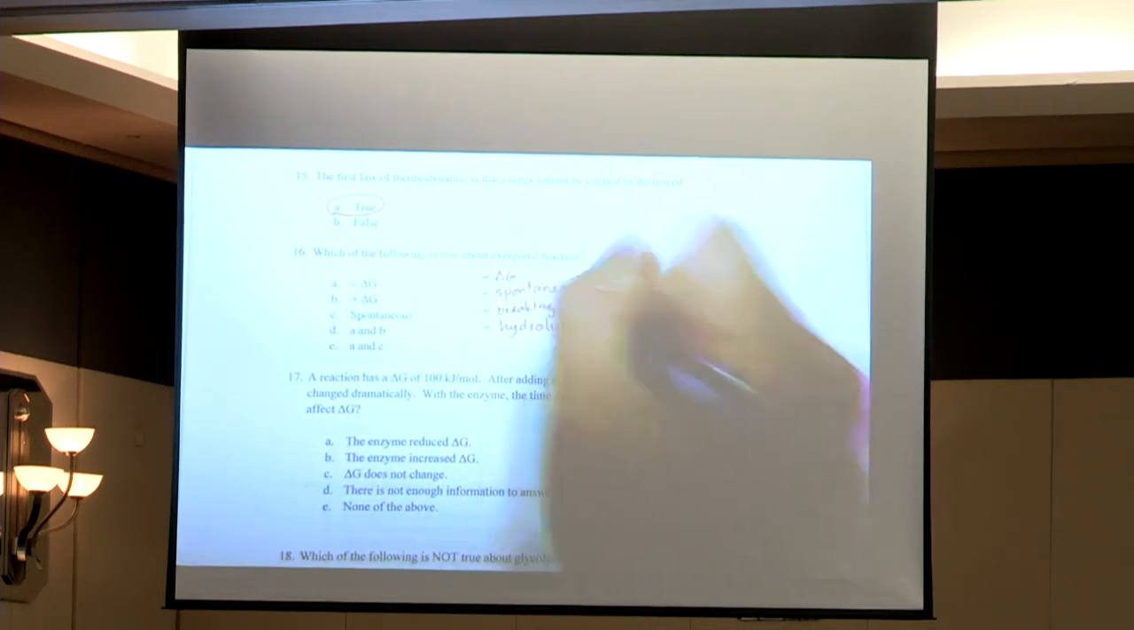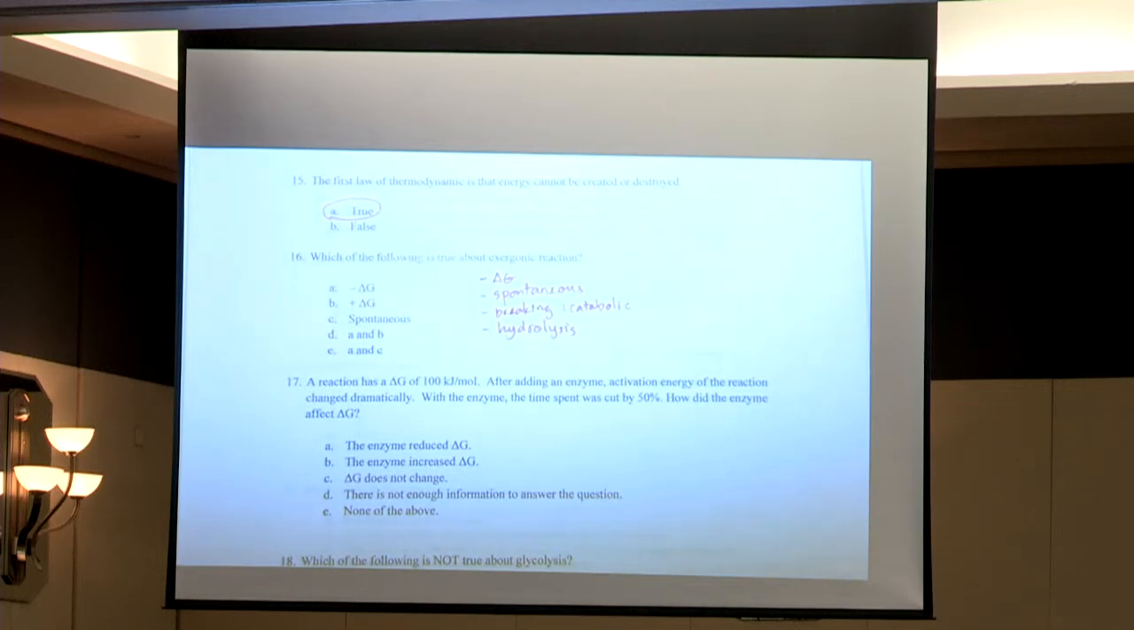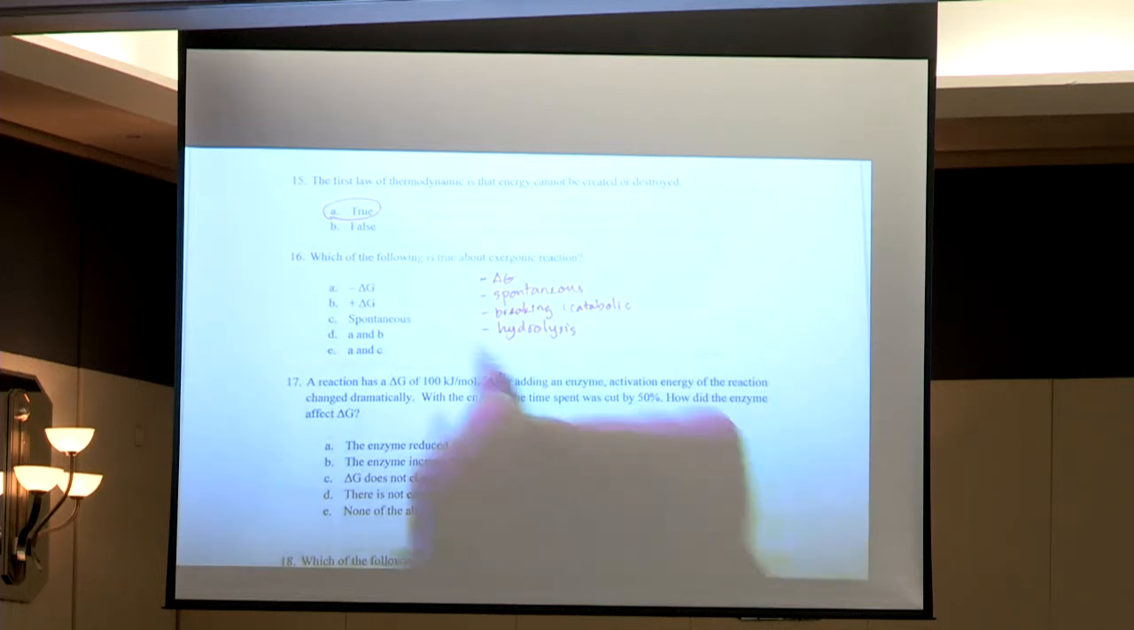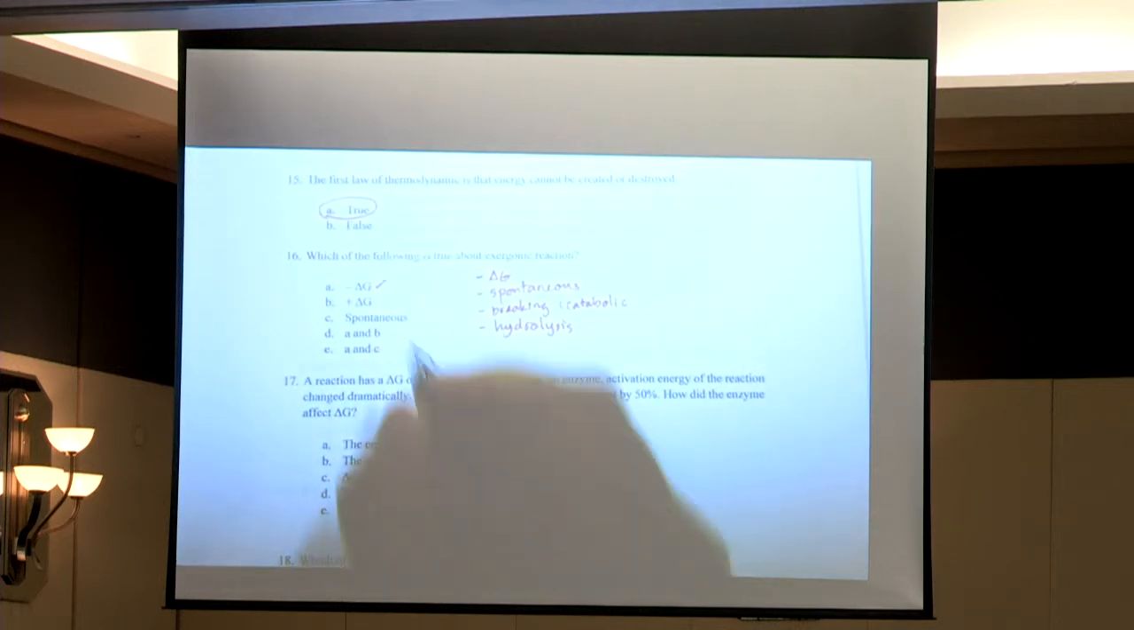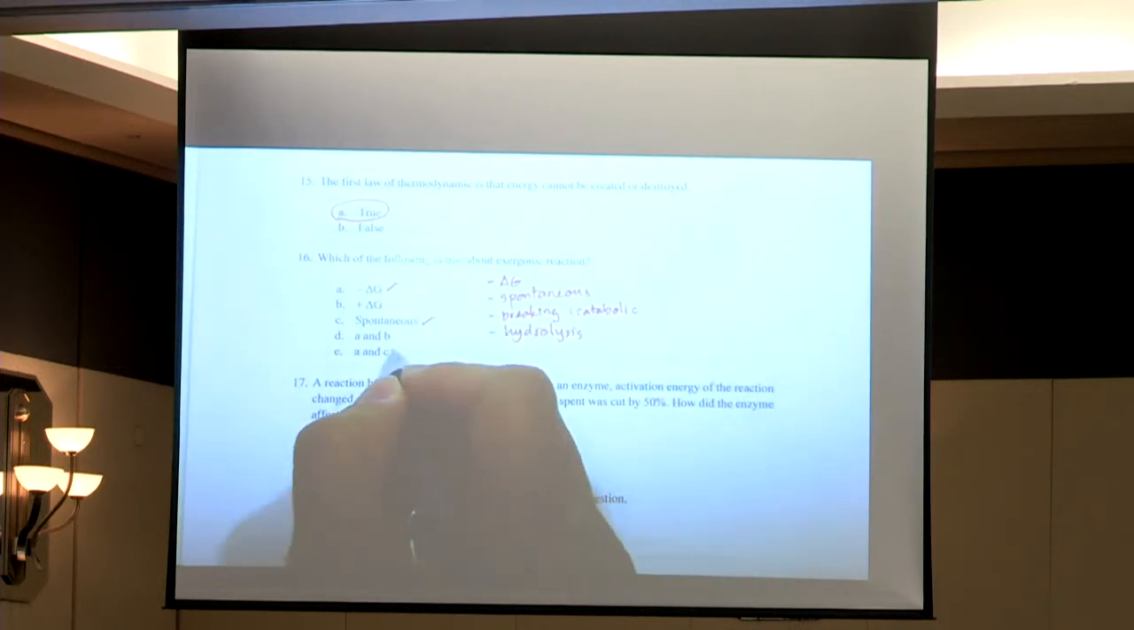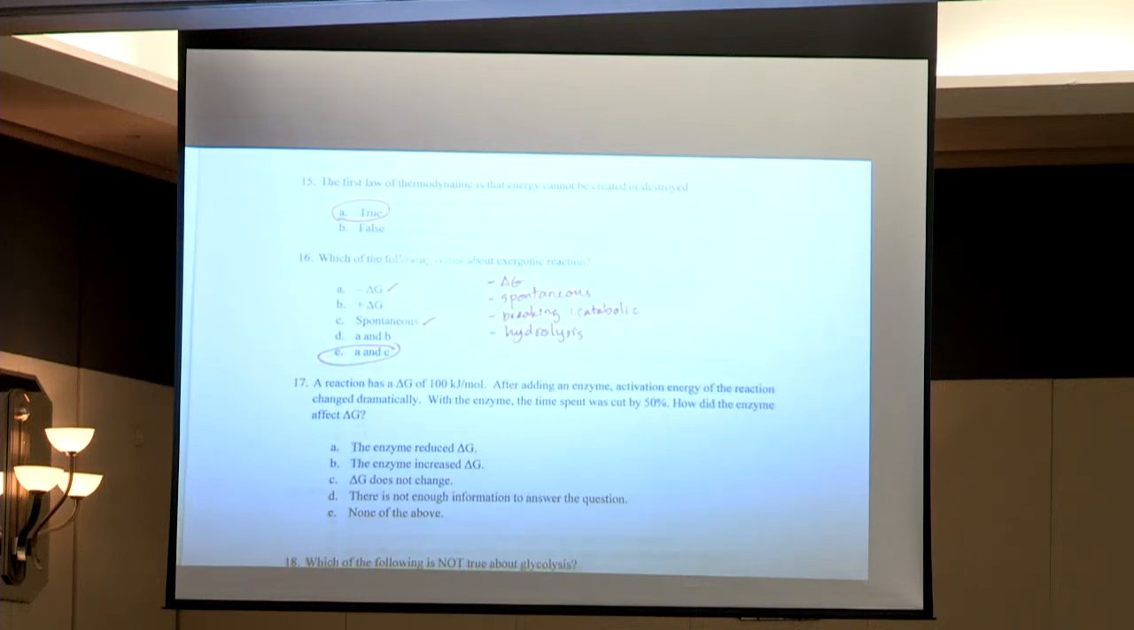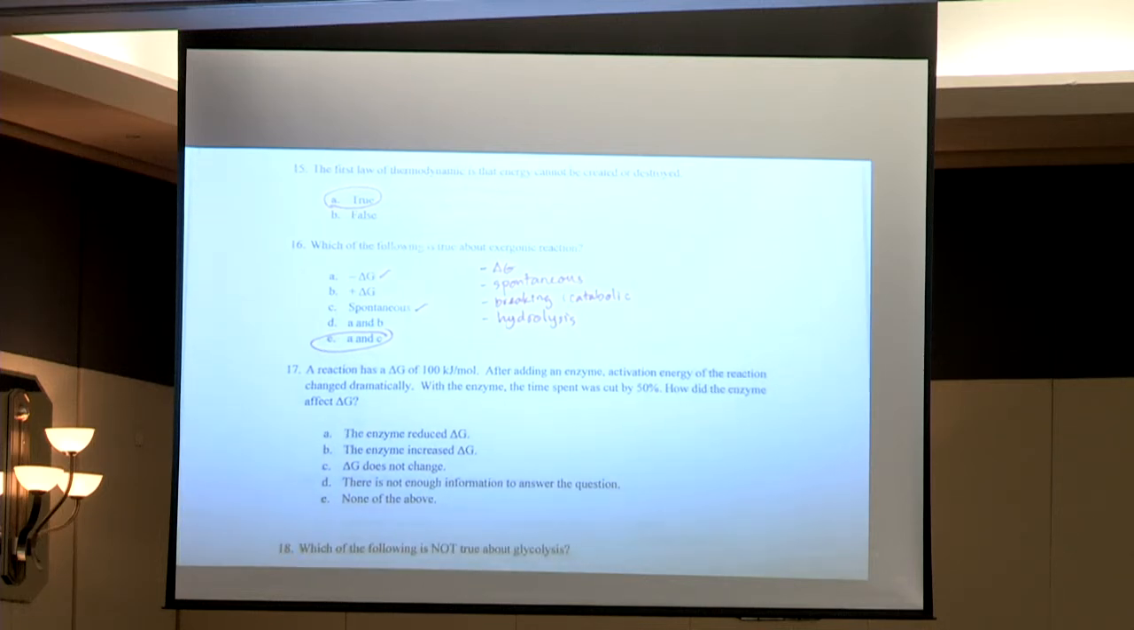Hydrolysis, right? If this one asks for exergonic, the endergonic is totally the opposite. So if you know one, you should know the other, right? So in this case, we have all of this. You can choose. So this one, A, negative, and C. So the answer would be A and C here, right? So for positive, it's going to be endergonic. We're going to have positive delta G. We're going to have non-spontaneous, right? We're going to have anabolic, right? And the reaction used is condensation.